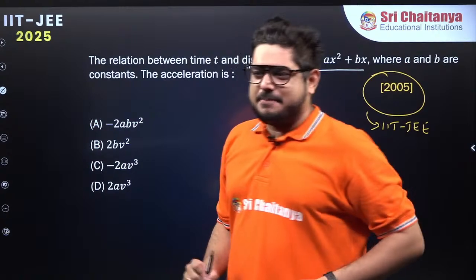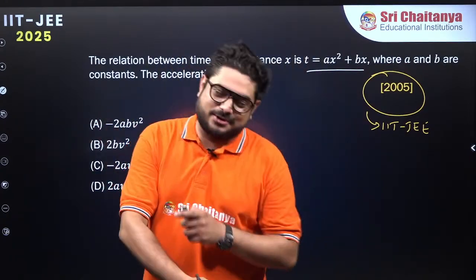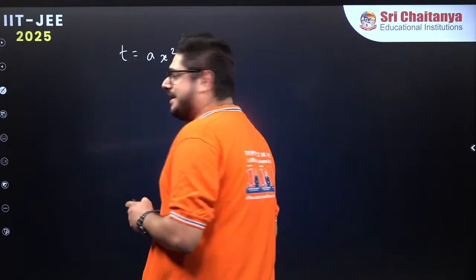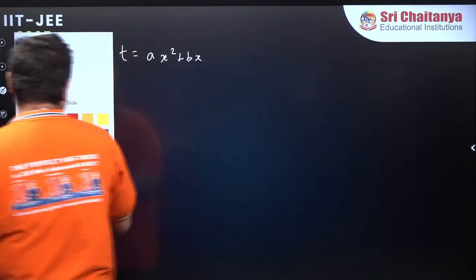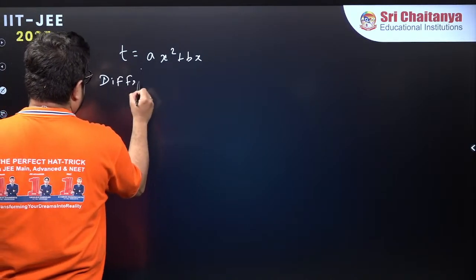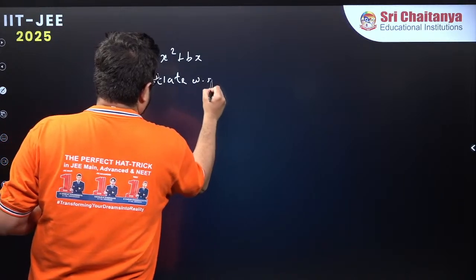So most of the people are giving me the answer as B, C, B, C, isn't it? Either it can also be A or D. Okay, so let's try to find out what we need to do. Now in this question, we need to differentiate this equation with respect to time.